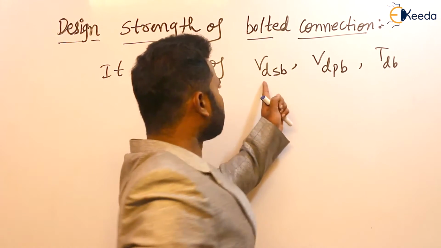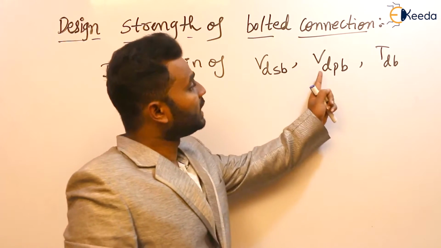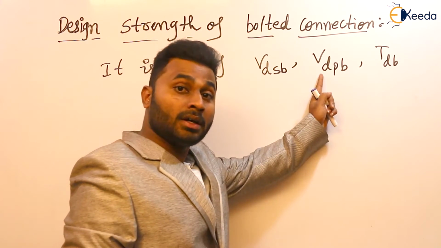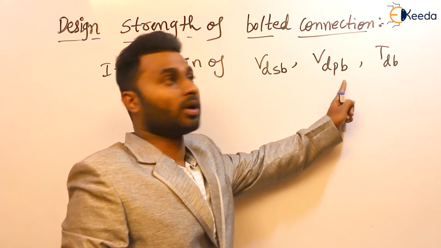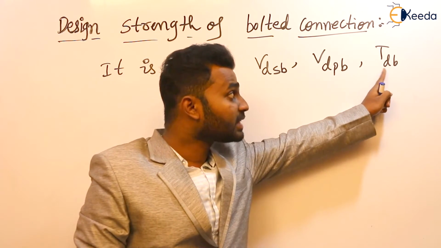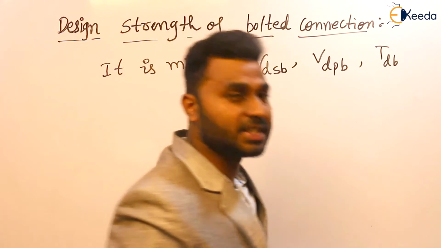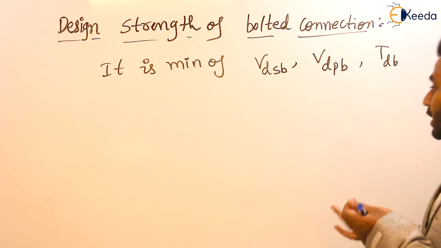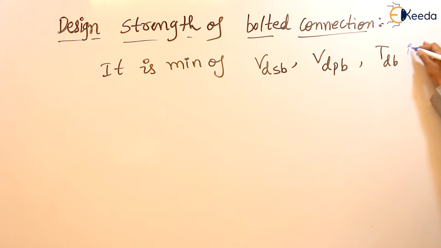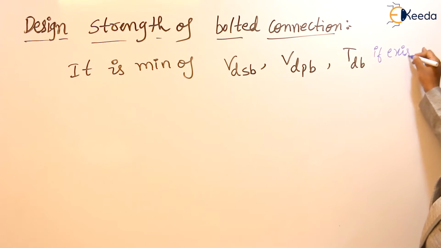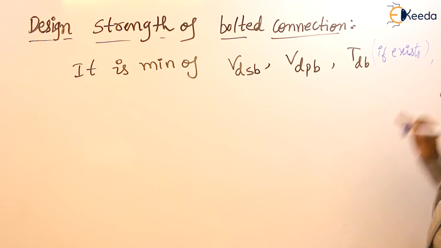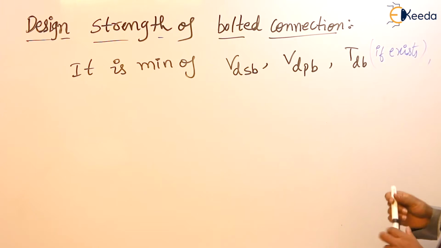So this is the design shear strength of bolt, and this is the design bearing strength of plate and bolt, and this is the design tensile strength of bolt. This is if it exists, so this is not a general case. In the bracket it is written "if exists".